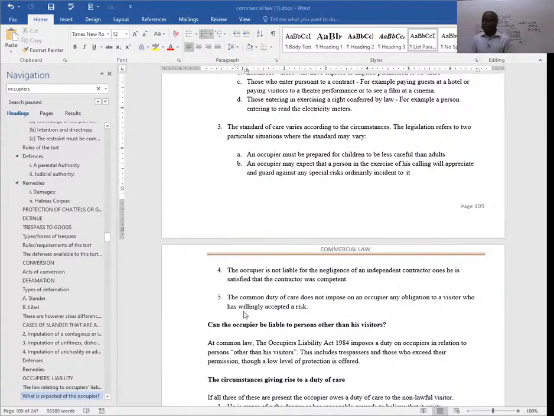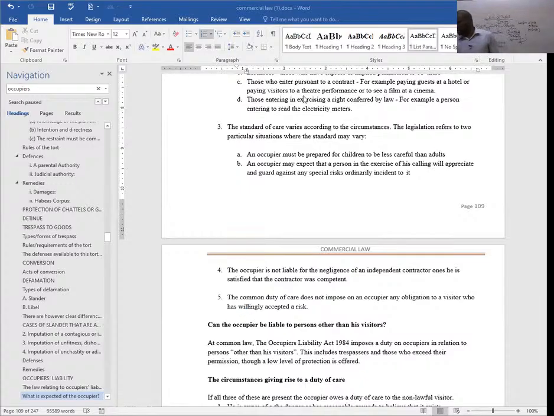So that is what we mean on the circumstances surrounding, for example, the standard of care, who can be held responsible, and when the occupier can or cannot be held responsible.